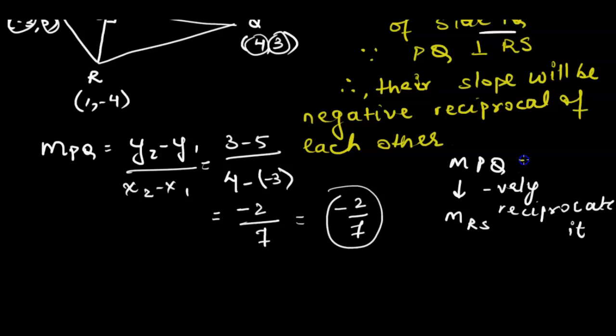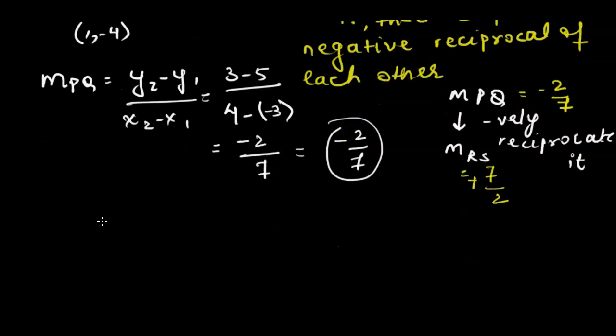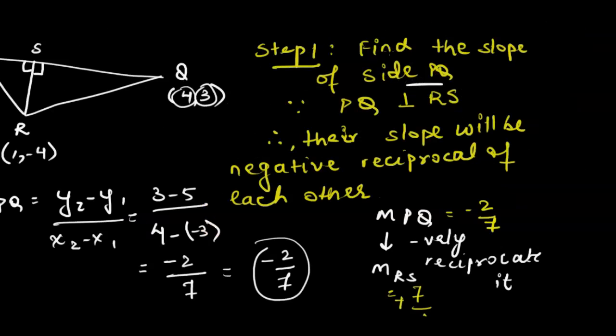So if the slope of PQ is negative 2 over 7, the slope of RS would be flipping the numerator and denominator here and flipping this sign. So this becomes a positive 7 over 2. From step 1, we have found the slope of RS, which is equal to 7 over 2. Therefore, we can modify step 1 by saying: find the slope of side PQ and negatively reciprocate it.